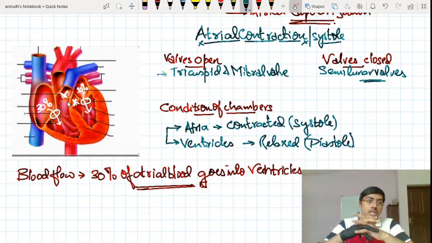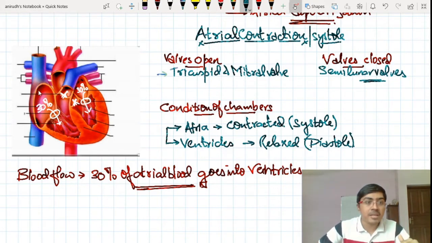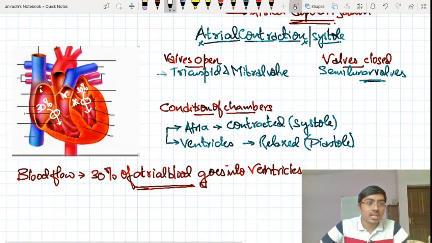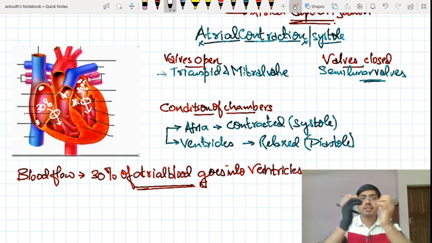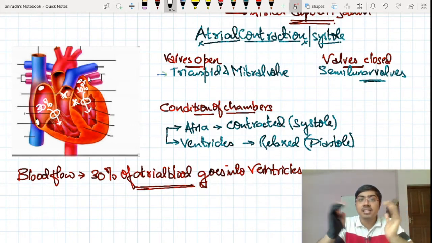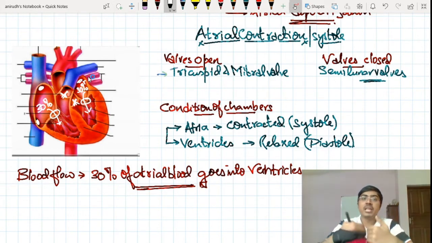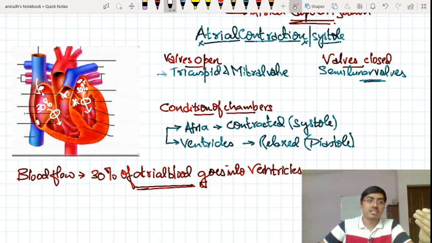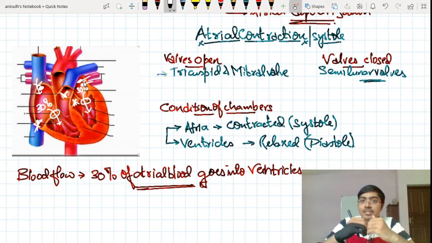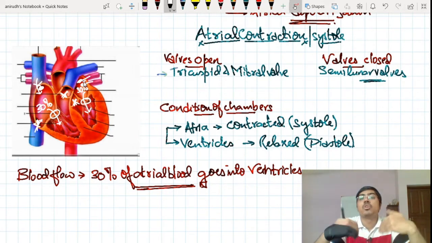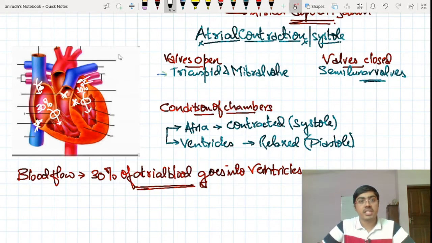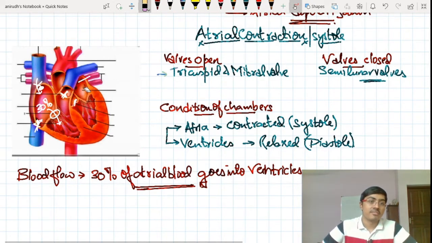Now what else is there to understand here? See, when atria are contracting, due to the back pressure, no blood will come into the atria from the vena cava as well as the pulmonary veins. The atria are contracting, so the size of the chamber will decrease. So no blood will be able to come from the superior and inferior vena cava. This flow is blocked, and this flow is also blocked. The atria will not be in a position to take up more blood from the vena cava and pulmonary veins.